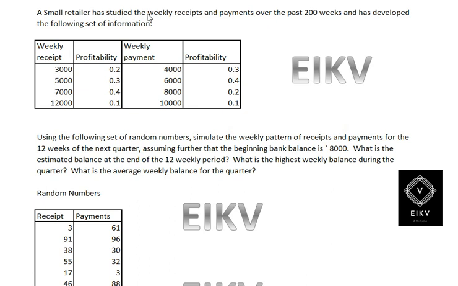So in this illustration, a small retailer has studied the weekly receipts and payments over the past 200 weeks and has developed the following sets of information. They have given four columns: weekly receipts and probability, and weekly payments and probability. Weekly receipts and probability are 3000 20%, 5000 30%, 7000 40%, and 12,000 10%. Weekly payments and probability: 4000 30%, 6000 40%, 8000 20%, and 10,000 10%.